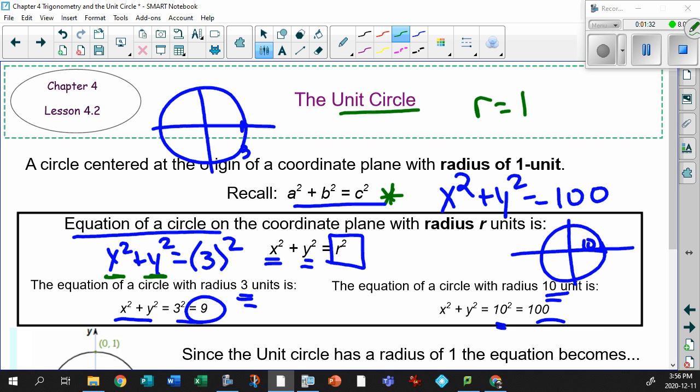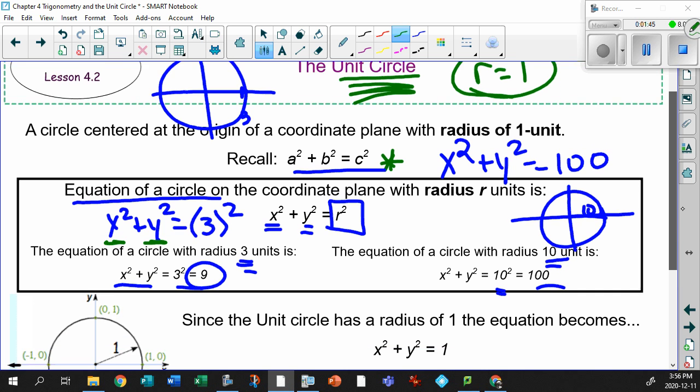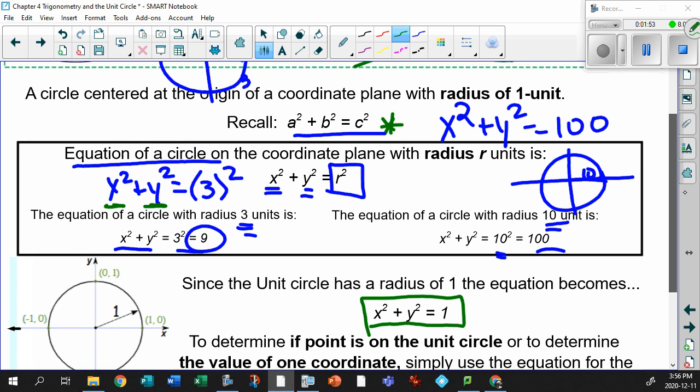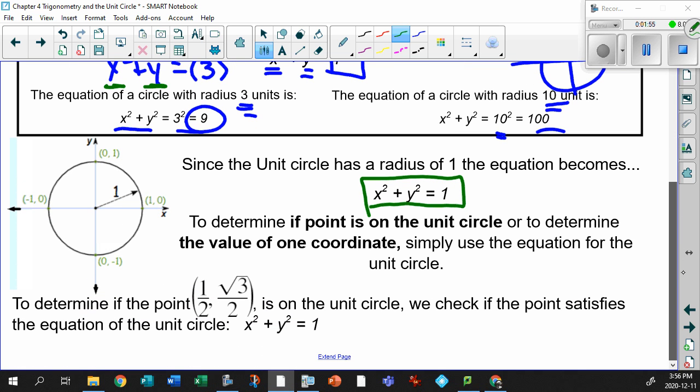But now, let's take this one more step. We're talking about the unit circle. We're talking about a radius of 1. What's 1 squared? 1. So guess what? The equation of a unit circle is x squared plus y squared equals 1. Oh my goodness, this is going to make things so much easier. Oh, this is going to be tremendous.